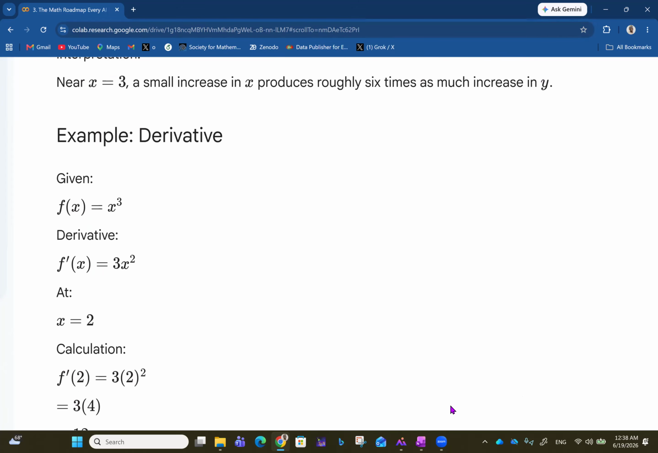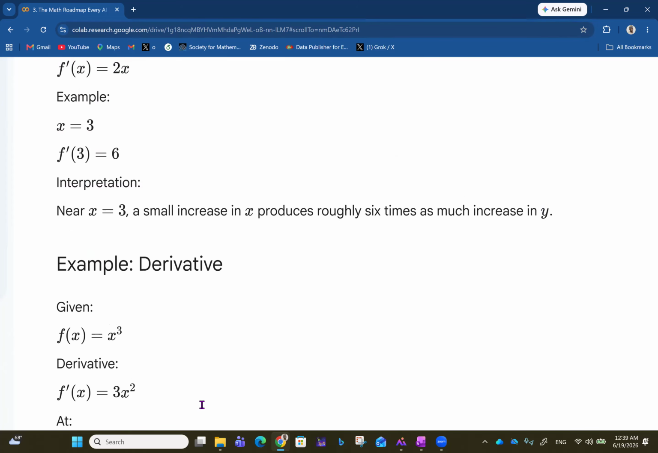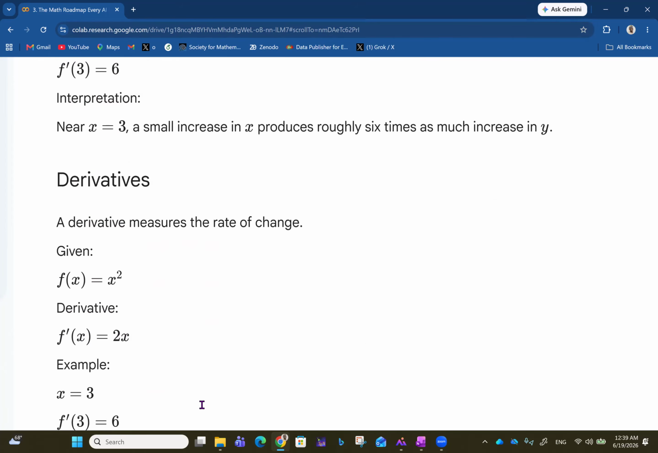And then we go on to still talk about derivatives, right? If f(x) is x³, the derivative f'(x) is 3x². At x equals 2, the calculation becomes f'(2), which is equal to 3 times 2², that'll be 3 times 4, 12. So the slope at x equals 2 is simply 12. That means that near x equals 2, the function f(x) itself increases about 12 times.